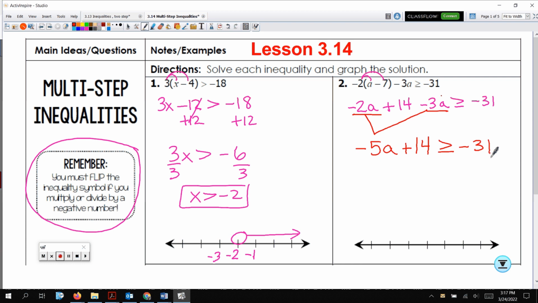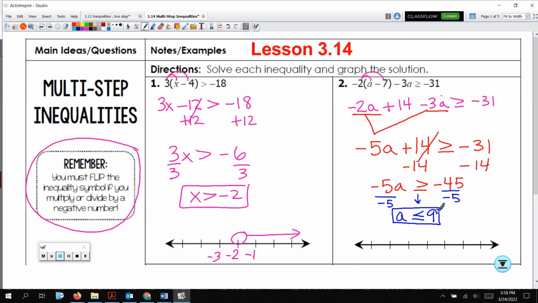All right, once we get to this point, it's nothing but a 2-step. We did this yesterday. You already know how to do it. Subtract 14. Negative 5a is greater than or equal to negative 45. And what do we got to do? We got to divide by negative 5. Don't forget when you divide by a negative, you got to flip that symbol. That's it. Negative 45 divided by negative 5 is positive 9.